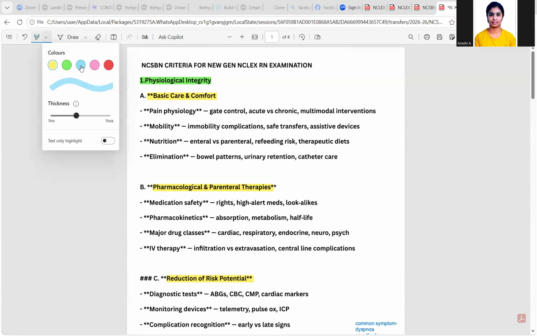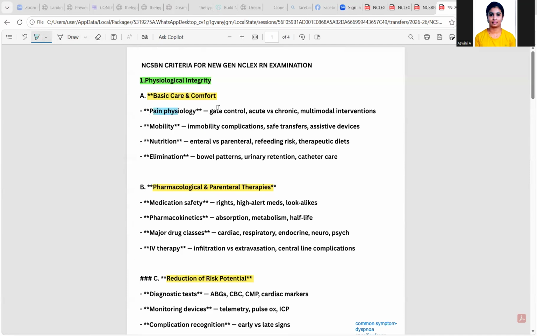pain. Okay, pain physiology, and we know that in case of pain, acute versus chronic conditions, which one will be the highest priority we are giving. If the client is having acute pain, that we need to manage first rather than complaining with the chronic pain. Okay, and also the questions related to the mobility.